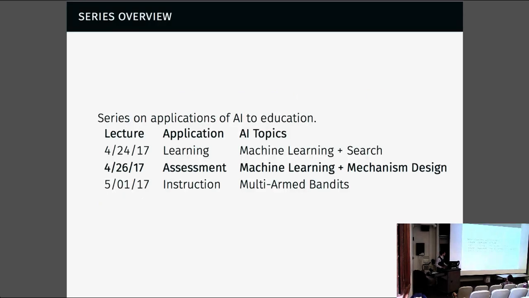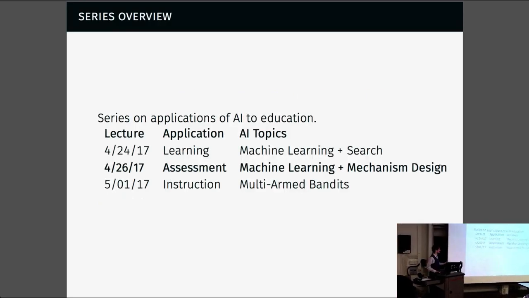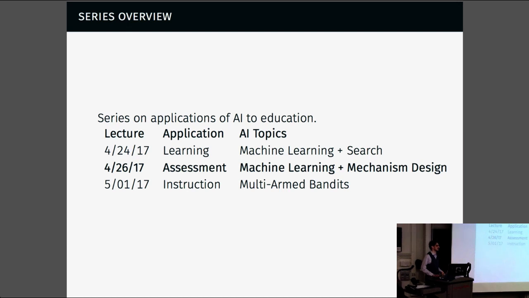So let's start. As a reminder, two days ago we covered applications of AI to measuring learning and modeling learning, so how students learn over time. And we saw some AI topics from before, which were machine learning and search. Today we're going to look at applications of AI to assessment. The AI topics we're going to mostly focus on are, again, application of machine learning and a little bit of mechanism design, which you have on your homework.